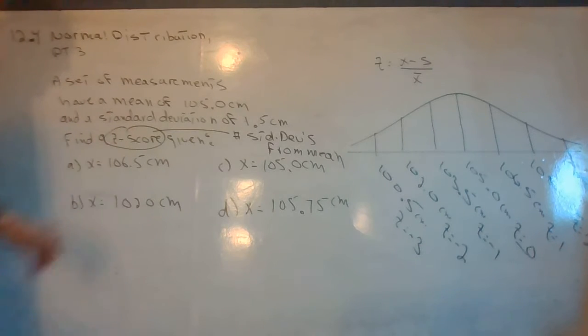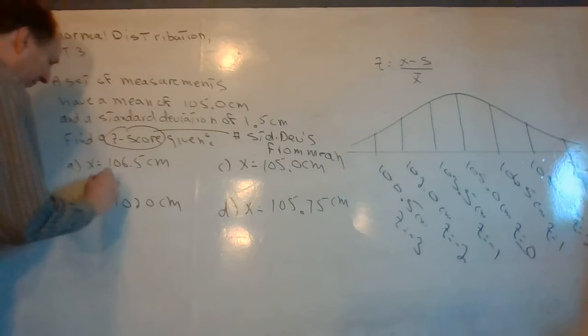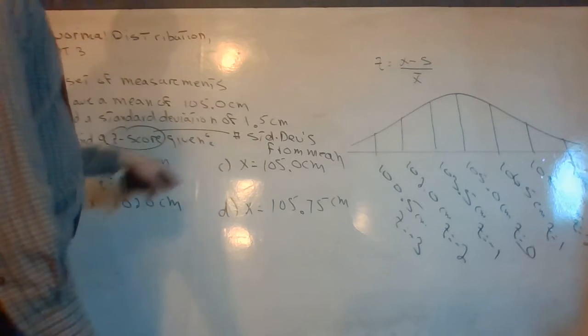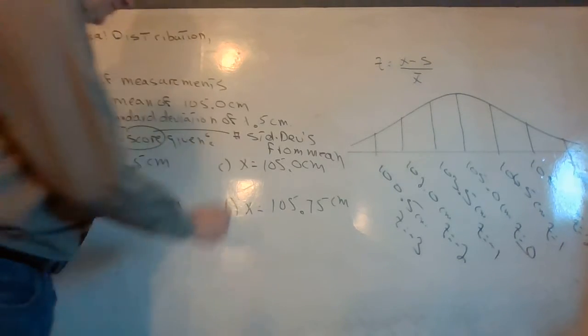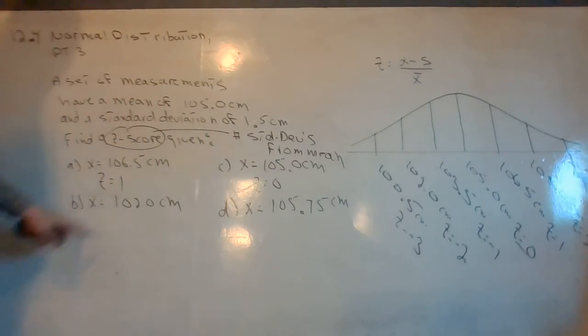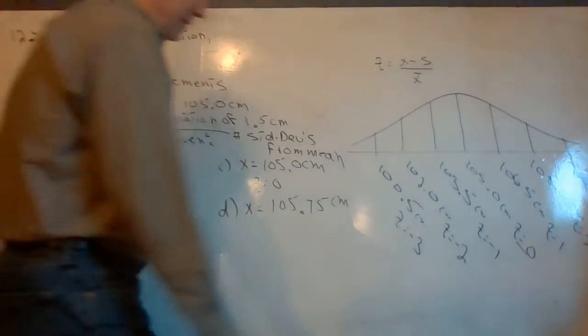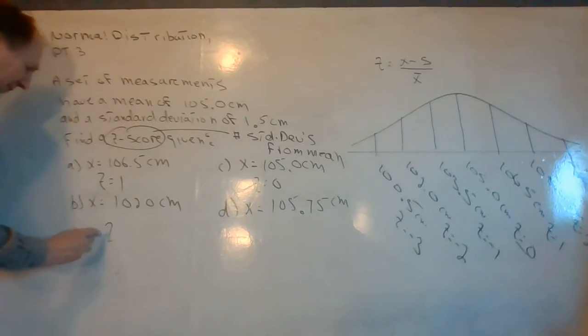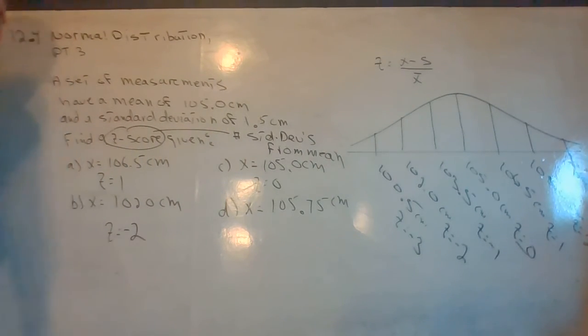So for some simple problems, you can just eyeball it. 106.5, guess what? That's z equals 1. 105.0, you can do A, C, B, D if you want. 105.0, that's z equals 0. 102.0, guess what, we're right here. Z equals -2.